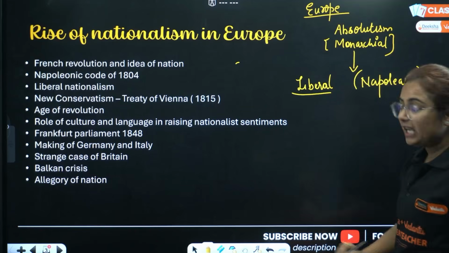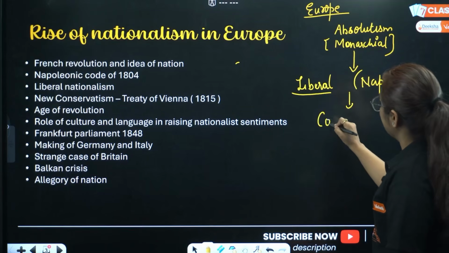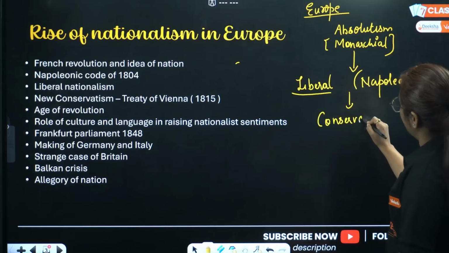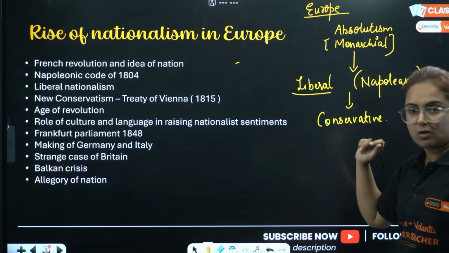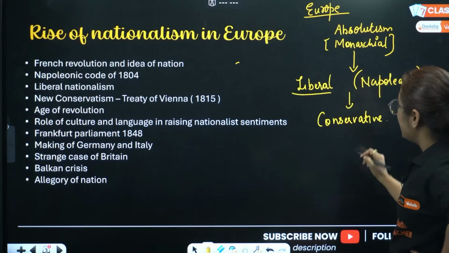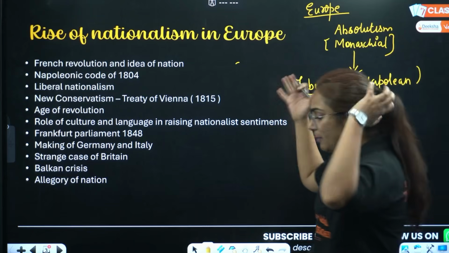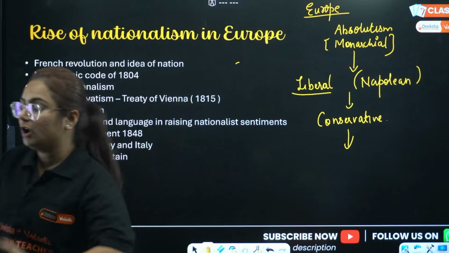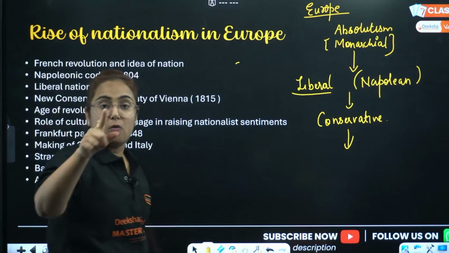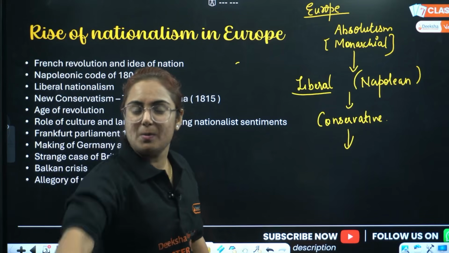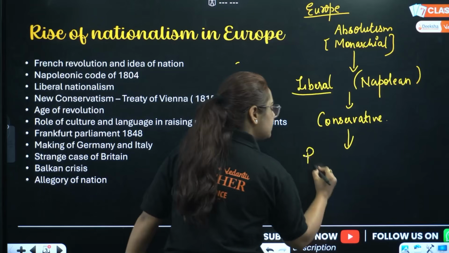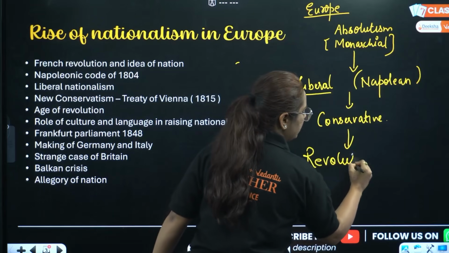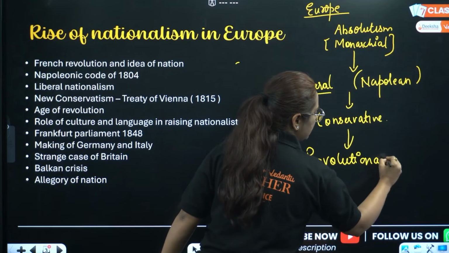Were the conservatives enjoying this? No. Again came the conservatives, and this time they are known as the second conservatives, because the first were before them. Now these conservatives are putting so much pressure on the people, giving no rights. So when the pressure cooker gets so much pressure, will it whistle out? Yes. Who is going to whistle out? The revolutionaries.